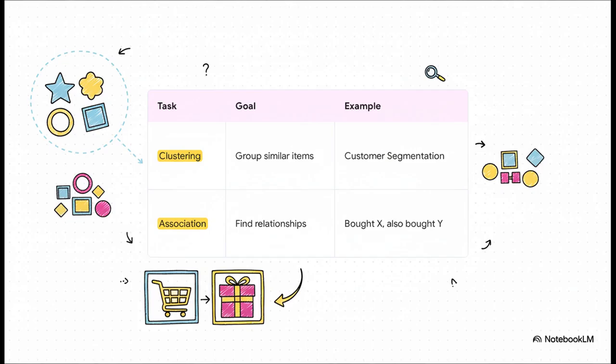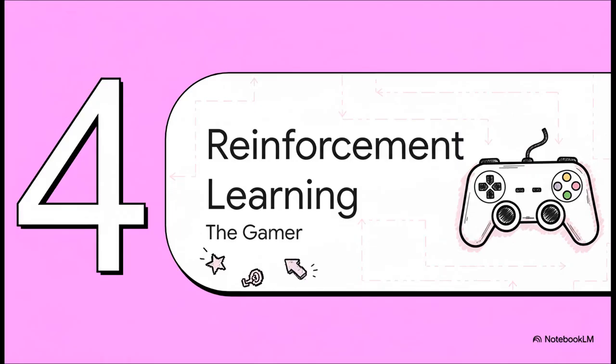The second move is association. This is all about finding those hidden relationships, like a grocery store figuring out that, hey, people who buy diapers on Thursday nights also tend to grab a six-pack of beer. Now for our third and final learning style, and this one is a whole different beast. This is reinforcement learning. And the absolute best way to think about it is like a dedicated gamer who's trying to get the high score in a brand new video game.